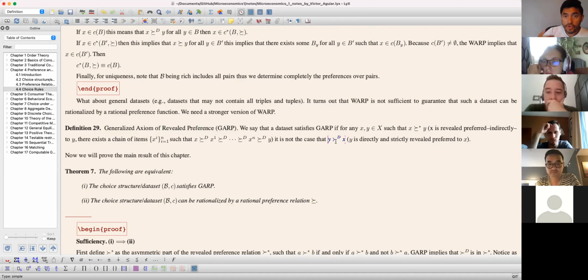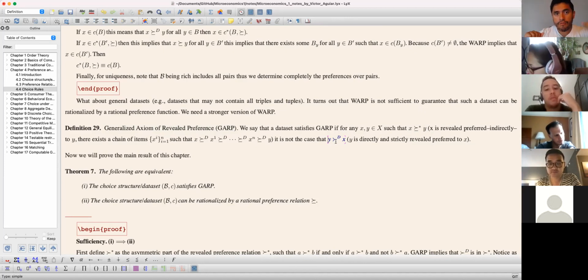So this is extending the weak axiom, because the weak axiom only requires that you cannot flip in direct revelation. The GARP is ruling out not only the direct revelation reversal, so it includes the WARP, but on top requires that you cannot reverse on indirect revelation. So if you indirectly reveal to me that x is better than y, then you cannot now change your mind and say, now I like y strictly to x in terms of revealed preference.